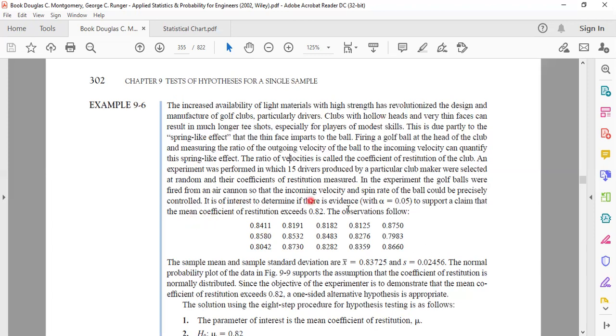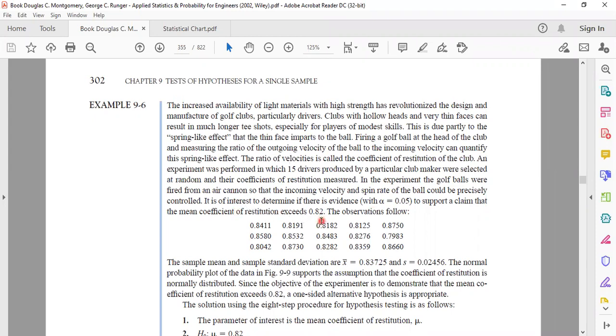Now, what is written over here? They have predefined the level of significance at alpha equal to 0.05. They are asking us to test the hypothesis at 5% level of significance. And why should I test it? To support a claim that the mean coefficient of restitution exceeds 0.8.